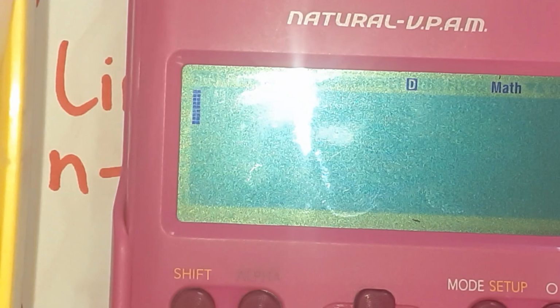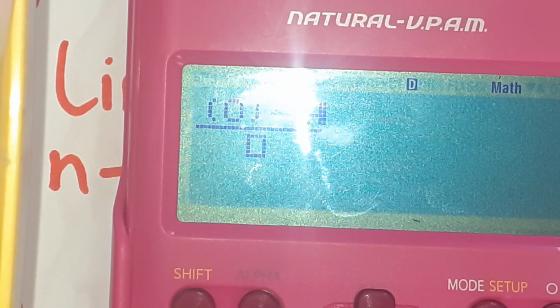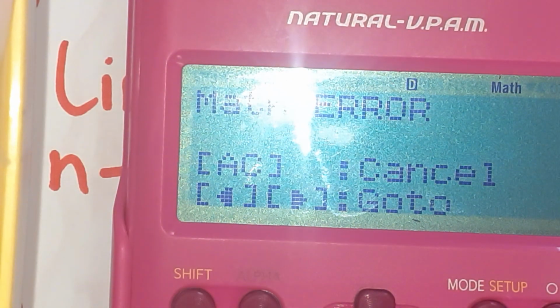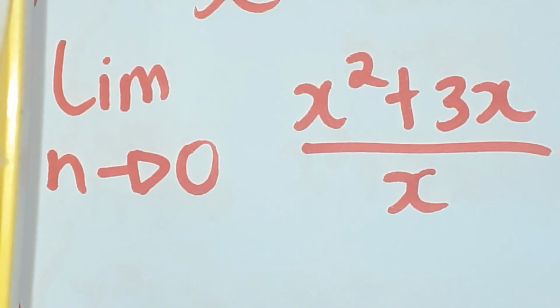So you're going to take your calculator, and then you say 0 squared plus 3 into 0 over 0, and that will give us error on the calculator. So what we have to do, it means we cannot solve this way. We have to factorize.